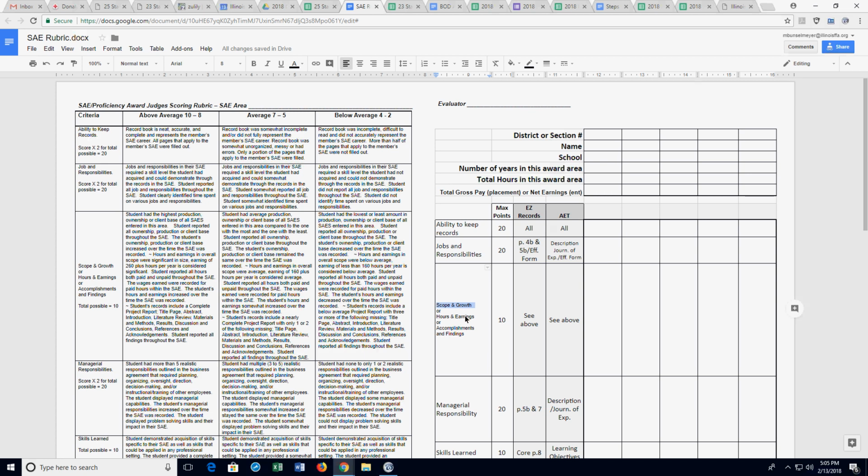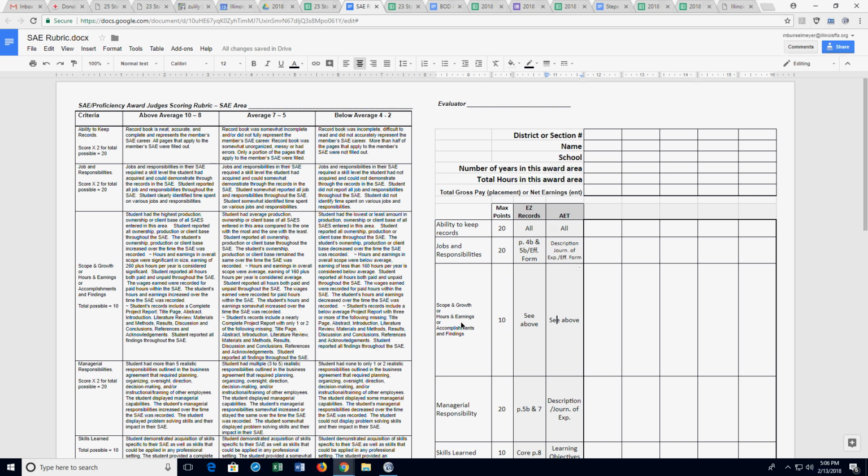Scope and growth is for entrepreneurship books. Hours and earnings is for placement books. And accomplishments and findings are for agri-science books. All of these are worth 10 points. They can all be found in paper books and in Easy Records on pages 4B and 5B. They can also be found on the Proficiency Area Summary Form. In AET, they are found in the description of journal experiences, or also on the Proficiency Area Summary Form.